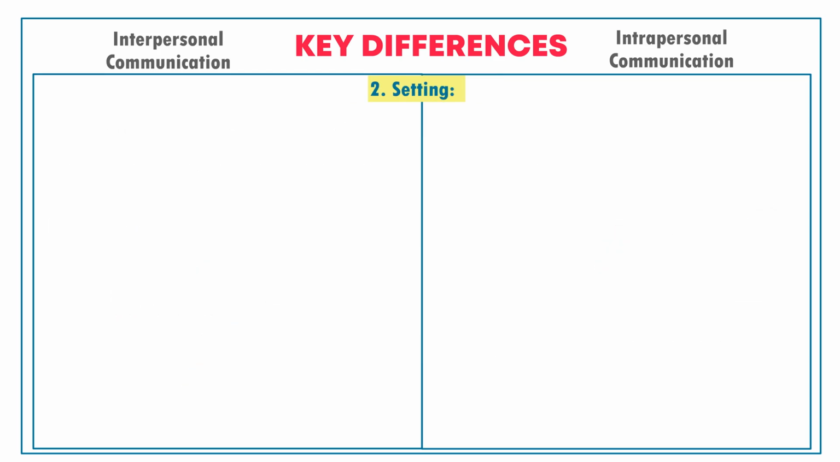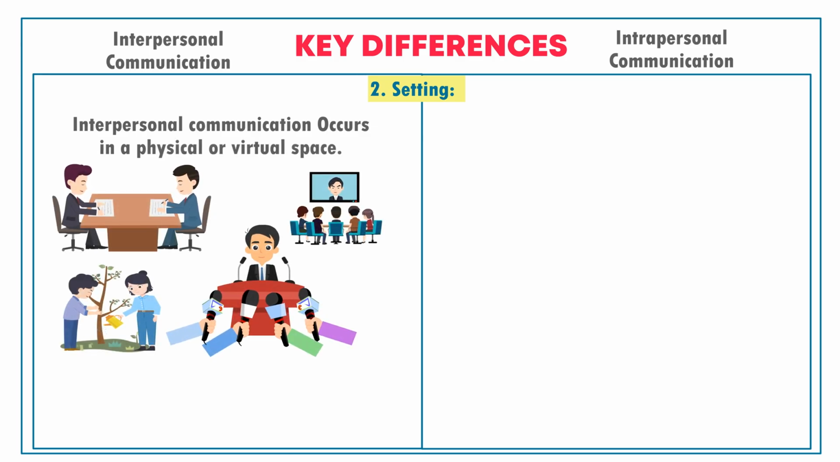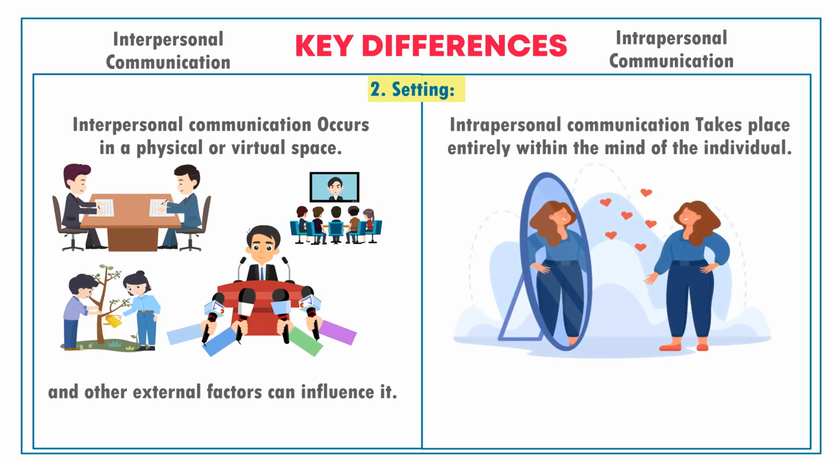Second, setting. Interpersonal communication occurs in a physical or virtual space. The environment, the relationship between the individuals involved, and other external factors can influence it. In contrast, intrapersonal communication takes place entirely within the mind of the individual. It is a private and personal process that is not influenced by external factors.